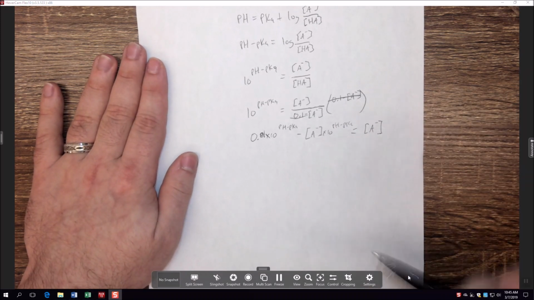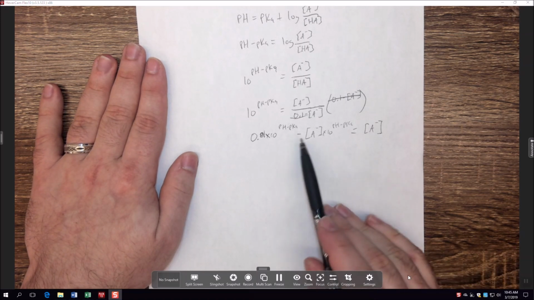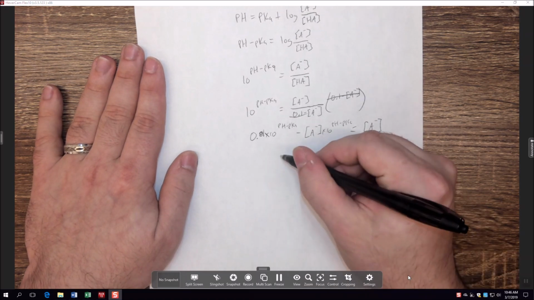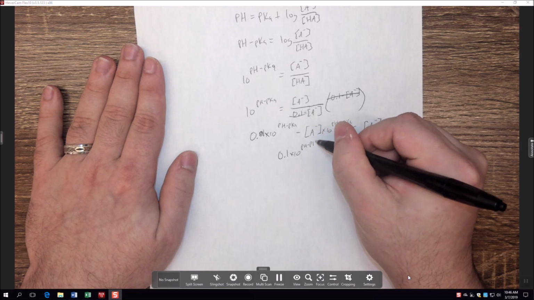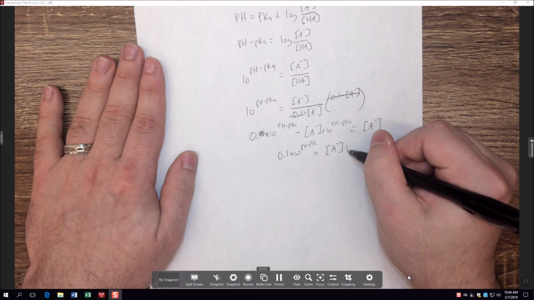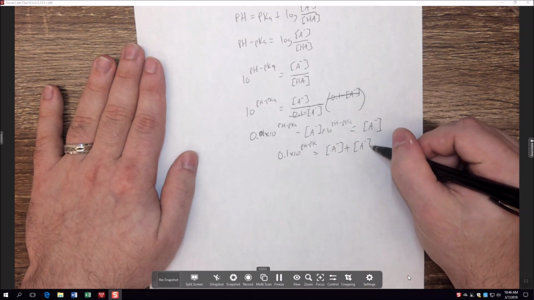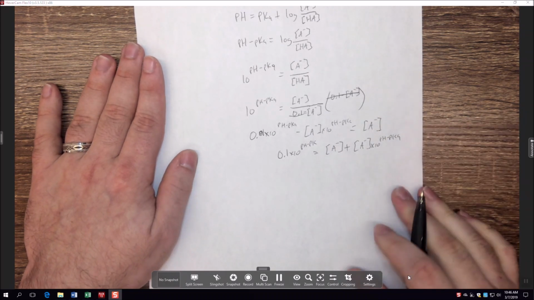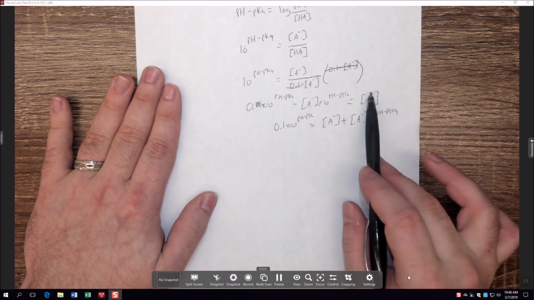So now we need to further isolate our A minus. To do that, I'm going to add this value to the other side of the equation. So 0.1 times 10 to the pH minus pKa is going to be equal to the concentration of A minus plus this value, which is the concentration of A minus times 10 to the pH minus the pKa. So now I need to pull this A minus out of this side of the equation.